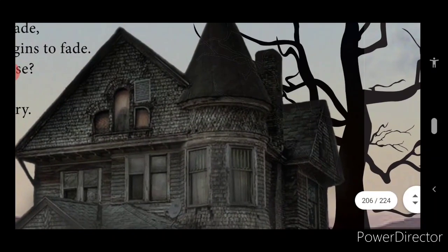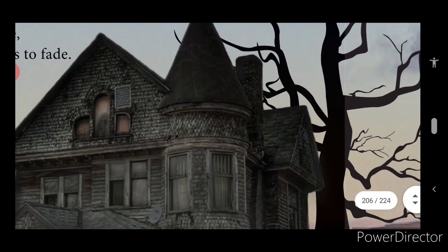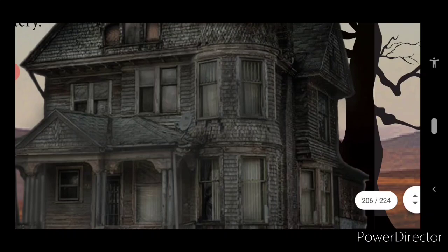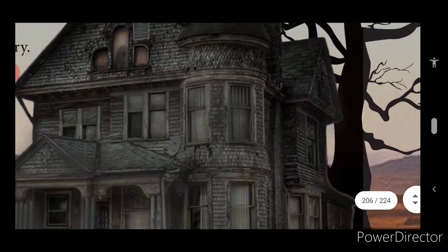Obviously, any person who goes alone will feel scared. He'll be afraid to go inside. Okay, that's what he says. I'm really afraid to go inside the house, he says.